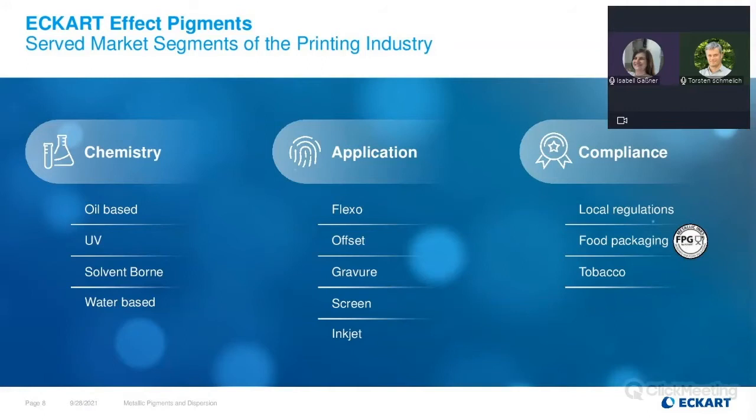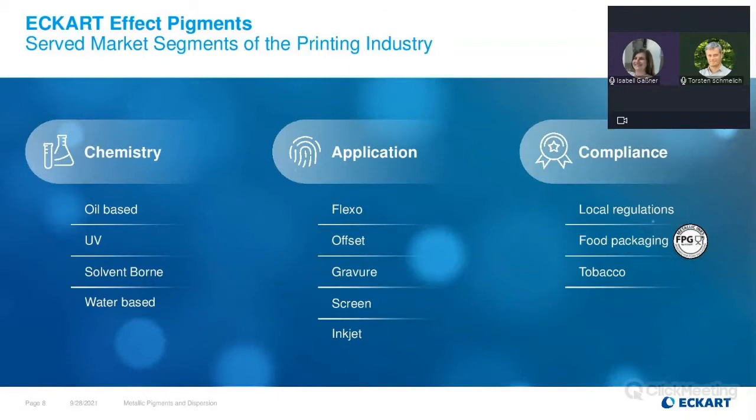Here you can see the served market segments in the printing industry and the chemistry. We are delivering solutions to mainly all kinds of relevant chemistries and printing technologies under the standards set by the markets. The applications mentioned already offer a large variety of challenges from developing finished inks. Therefore, our pigment development is very much involved in that. Pigments must fit into the end-use applications, and a lot of different requirements are set by the end users.